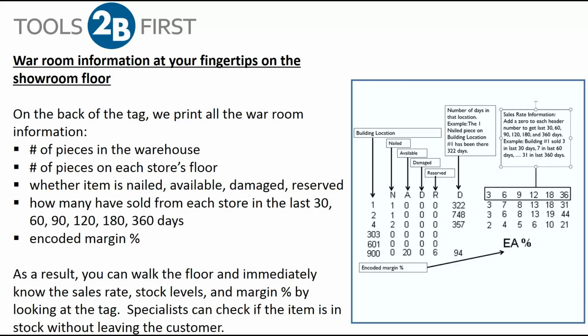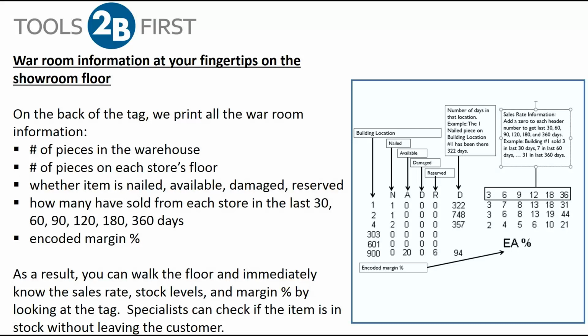So again, the idea is, as a result, anyone can walk the floor and immediately know the sales rate, stock levels, and margin percent by simply looking at the back of the tag. And this is often the case where you're walking the floor and you question yourself, well, I wonder how this item is selling, or how well is it doing. So you can flip the tag over and clearly see how many you sold in the last 30, 60, 90 days, etc.